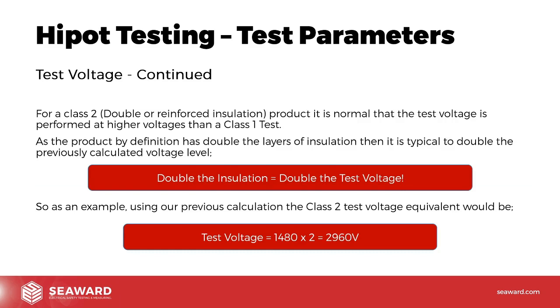So what about a double insulated or a Class 2 product? Well, in that case, the voltage is generally recommended that it's tested even higher than that. And that generally coincides with the fact that we have two layers of insulation. So we're going to stress the two layers of insulation with effectively two amounts of voltage. So we double the voltage for double the insulation is a good rule of thumb. So using our previous example for a Class 2 product, 1,480 volts times 2, 2,960 volts, or as near as close to 3,000 volts would be our test voltage. And again, you'll see this replicated across a number of standards.